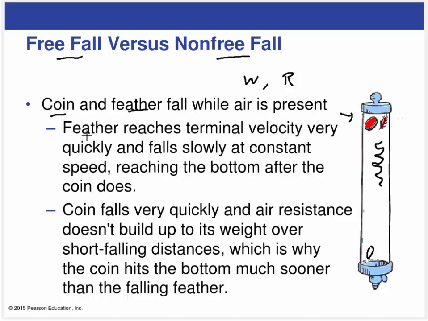Turns out that the feather is going to reach its terminal velocity very quickly, and it's going to fall slowly at roughly a constant speed. It's going to reach the bottom after the coin does. The coin falls very quickly because compared to its weight, the air resistance is so small that it doesn't really build up, and the coin is going to hit the bottom much sooner than the feather.